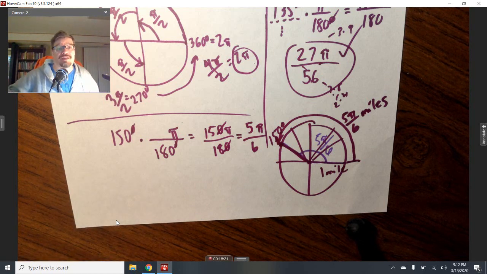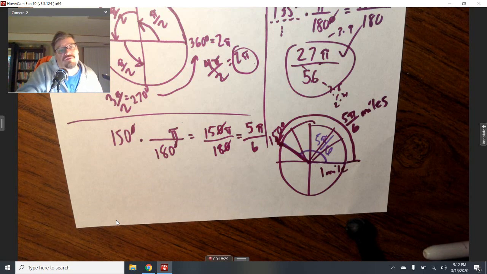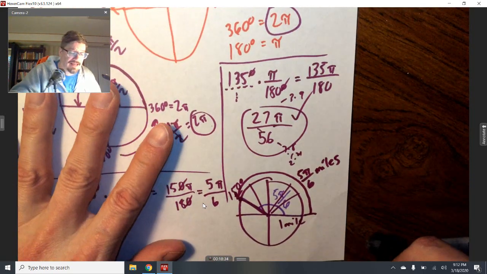I'm going to give you the answer key tomorrow night, all right? So not tonight or during the day, but tomorrow night, so that you guys can practice it first and then check your answers, all right? But that's radian measure. That is the essence of radian measure.